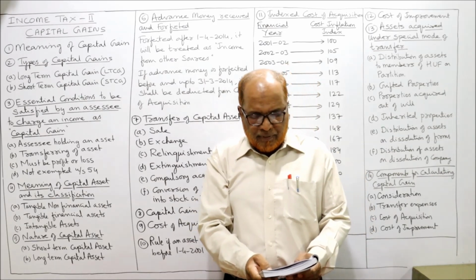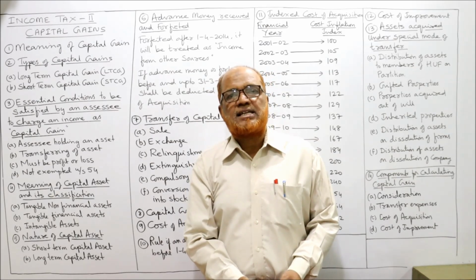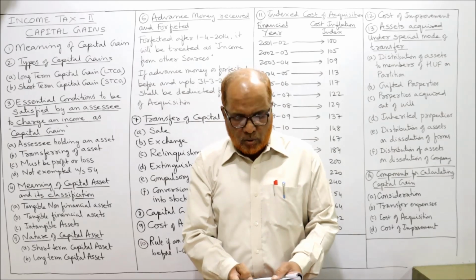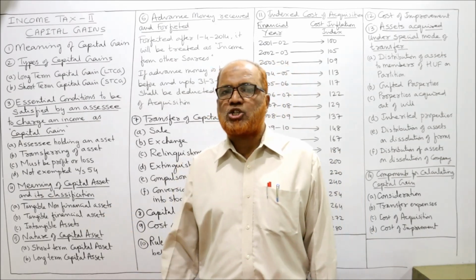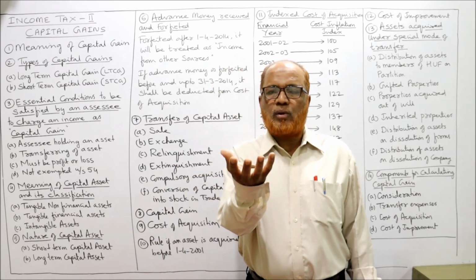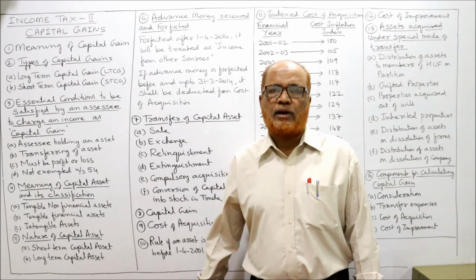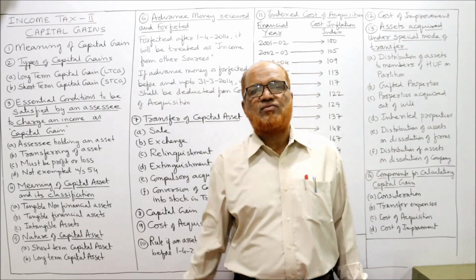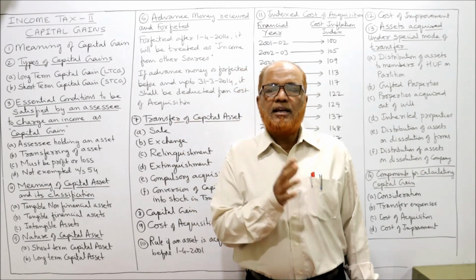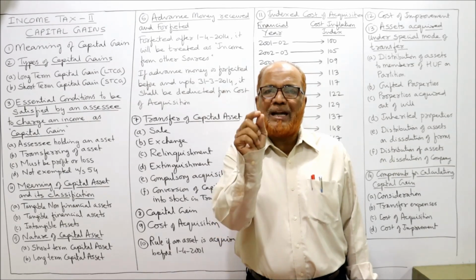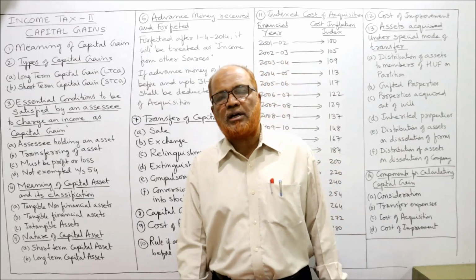When STT is not payable, the SSC is given an option: long-term capital gain is taxed at 20% flat with indexation, or 10% flat without indexation. Simply put, if a person has a security which is transferred not in a stock exchange but privately, an unlisted security not listed in any stock exchange, and he has transferred it privately, not paying STT, then the long-term capital gain tax will be 20% with indexation or 10% without indexation, whichever is beneficial to the SSC.